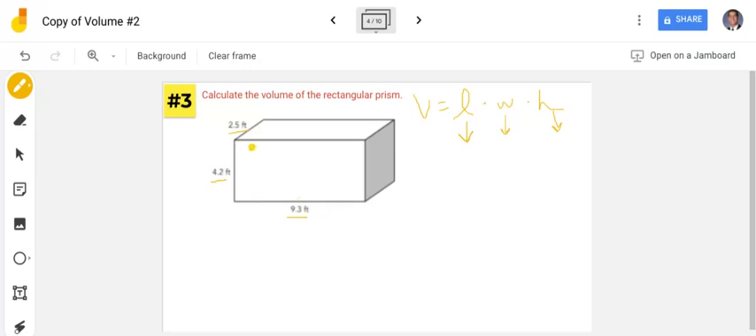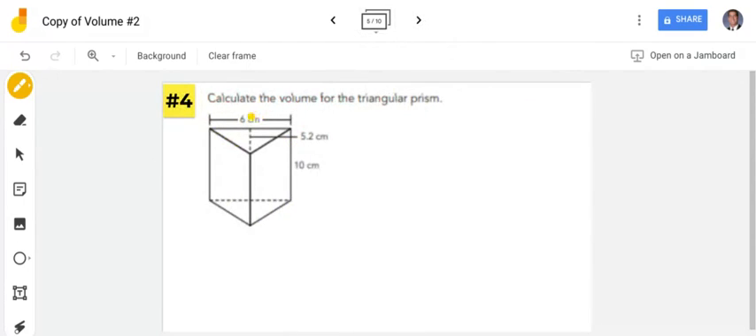Okay, so you're going to multiply all 3 of these together. So do 9.3 times 2.5 first, the length times the width, and then whatever that is, then multiply by the height. Okay, show your work here so I can see how you're multiplying decimals correctly. And then your label is going to be what? If you multiply feet times feet times feet, you get feet cubed, right? So your answer is some number of feet cubed.